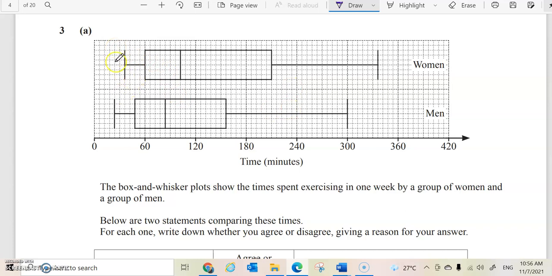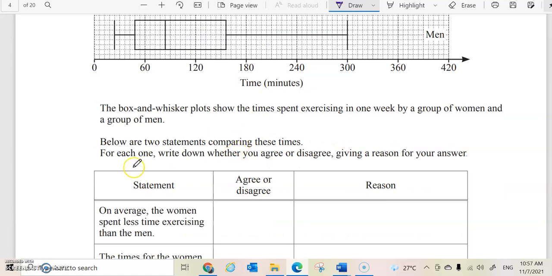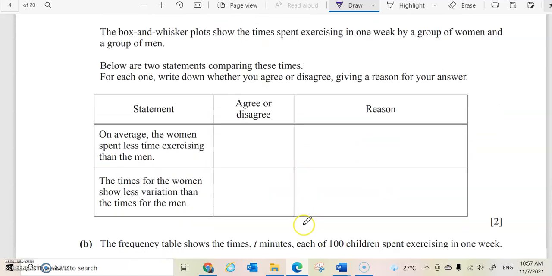This one ialah, the first one ialah the minimum value. This one ialah first quartile. Okay. And then tengah-tengah ni ialah median. Okay, hujung sekali kat sini ialah third quartile ataupun upper quartile. And the last one is the maximum value. Okay. So, kita tengok apa yang dia tulis statement kat sini. Okay, kita kena tengok statement dia and then we write down whether you agree or disagree.